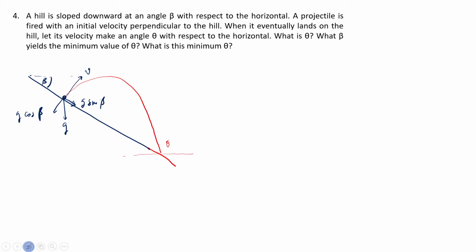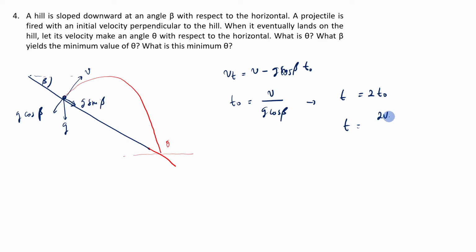Respect to the horizontal, of course. We can solve this problem by the first equation: Vt equals V minus g sin beta times t0. Oh, sorry, this is cos. So t0 is V divided by g cos beta. At the return, the total time is T equals 2 t0, and T, of course, is 2V divided by g cos beta.